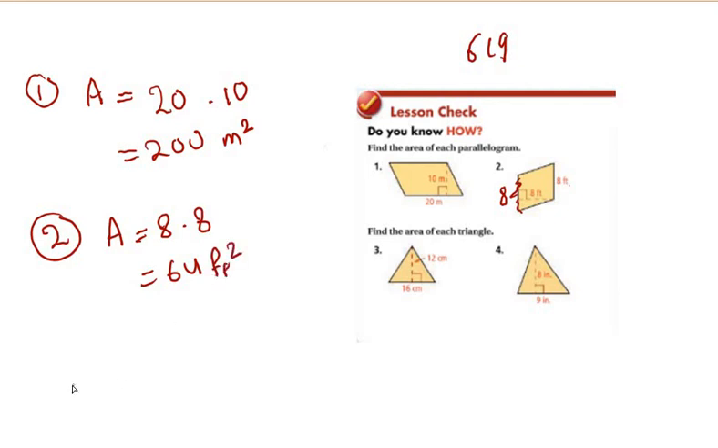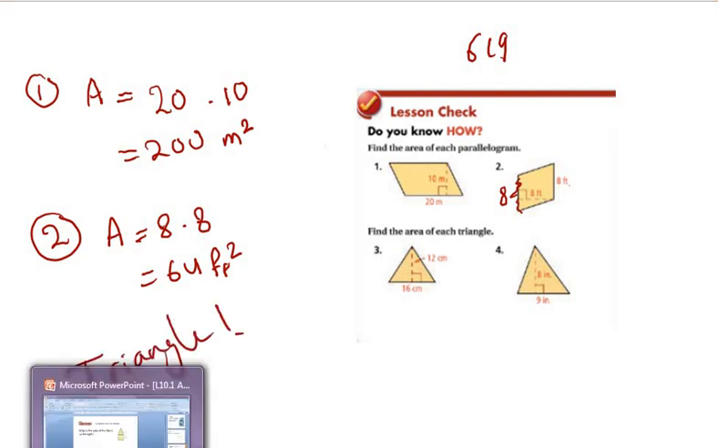This is enough for today. Actually, we finished part 1 of this lesson. In part 2 of this lesson, we will learn how to find the area of a triangle. See you next time.